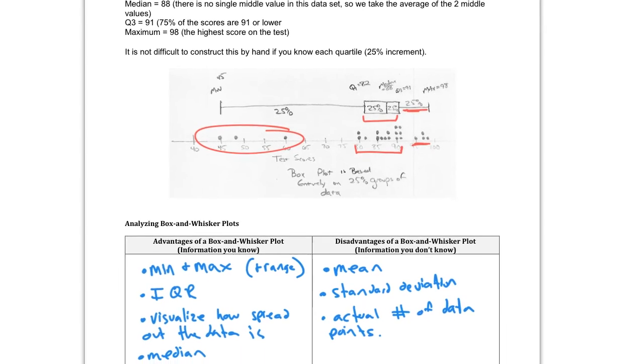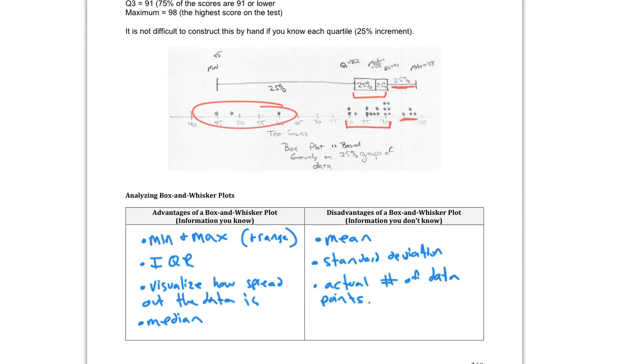Finally, at the bottom of this page, we have this little discussion about what are some of the advantages and disadvantages of a box and whisker plot. So with a box and whisker plot, we can read off the minimum and the maximum, and based on that calculate the range. We can use Q1 and Q3 to find the interquartile range, the IQR. It gives us a nice visualization of how spread out the data is. And we can also find the median from the box and whisker plot.